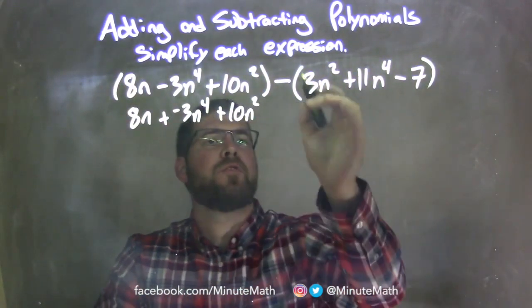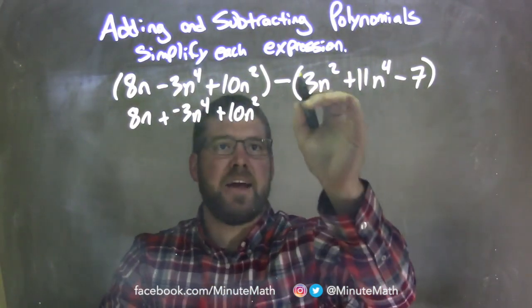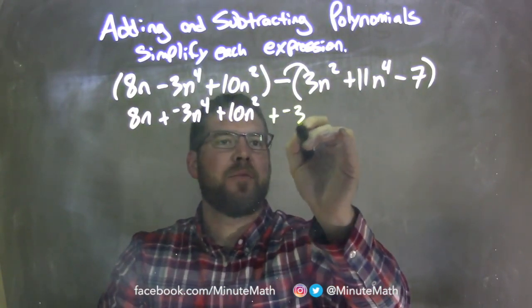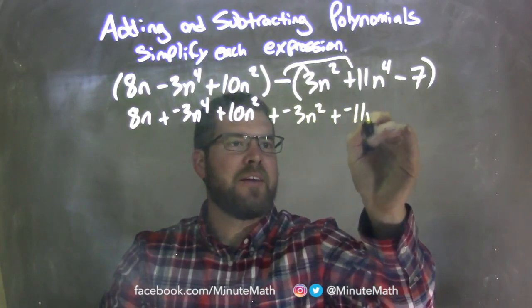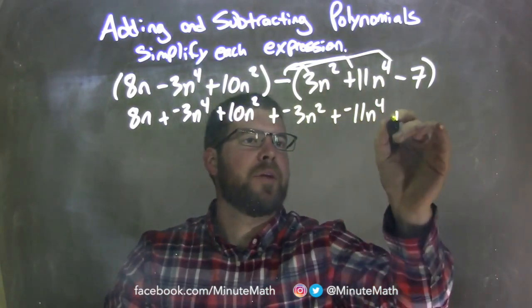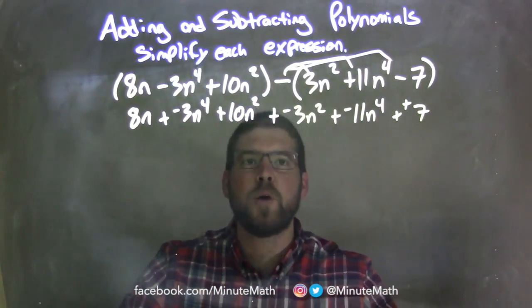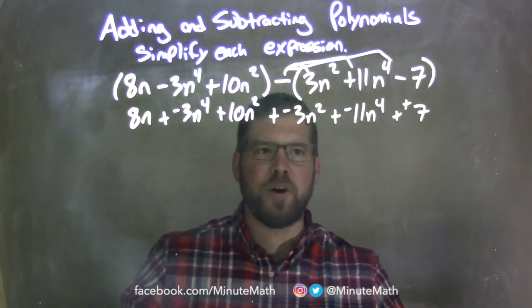Okay? So now I'm going to distribute this subtraction sign across, and in doing so, I'm going to make everything add a negative. So subtracting 3n squared is adding a negative 3n squared. Then distribute the minus sign over here. We have plus a negative 11n to the fourth. And do it again over there. Two negatives makes a plus, a positive 7. So now my next step is I'm going to rearrange, using the commutative property, all my highest degrees first.